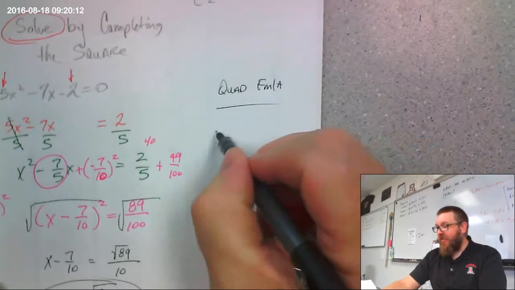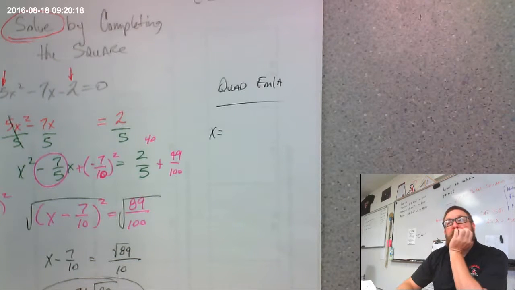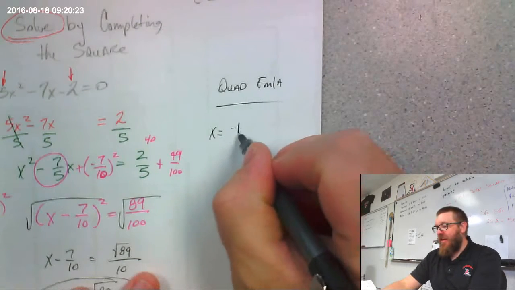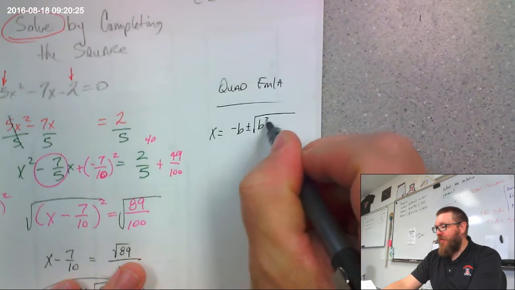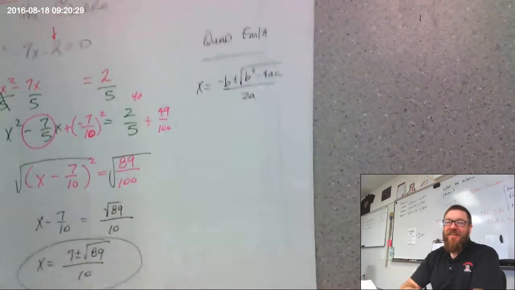Oh boy. Leslie, what's the quadratic formula? I know you got a tattoo of it over the summer. Negative b plus or minus the square root of b squared minus 4ac divided by 2a. Right. Thank you. That's very good.